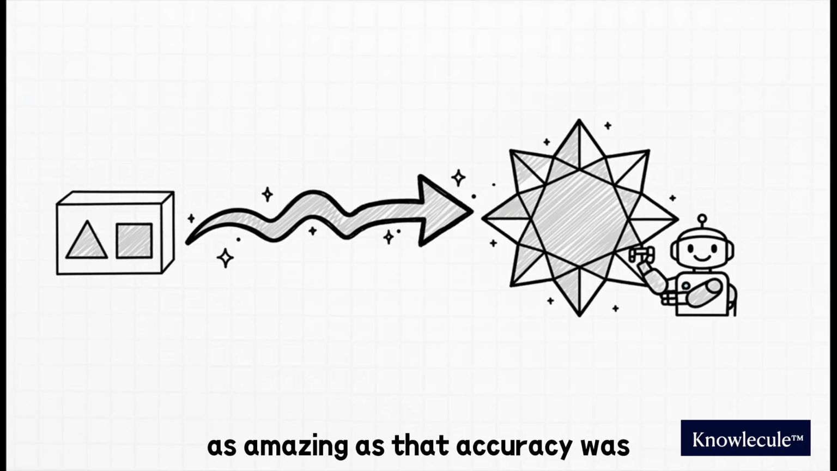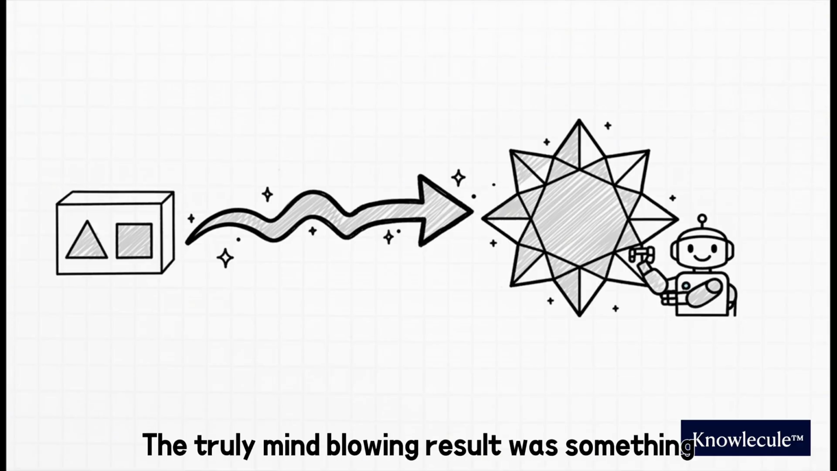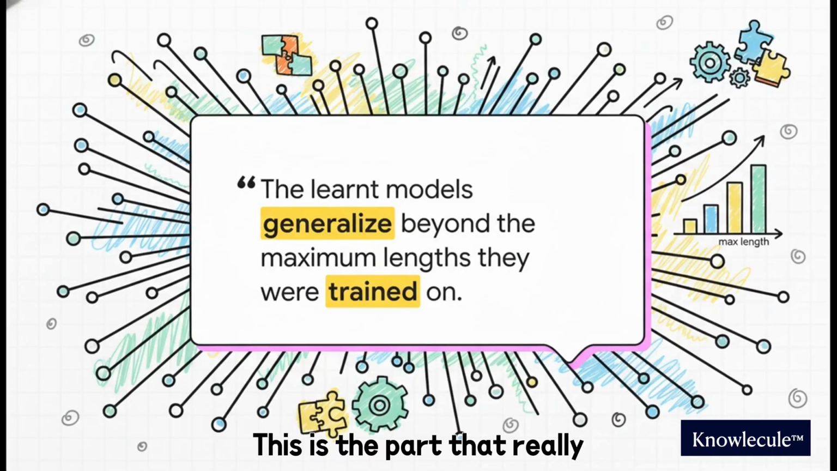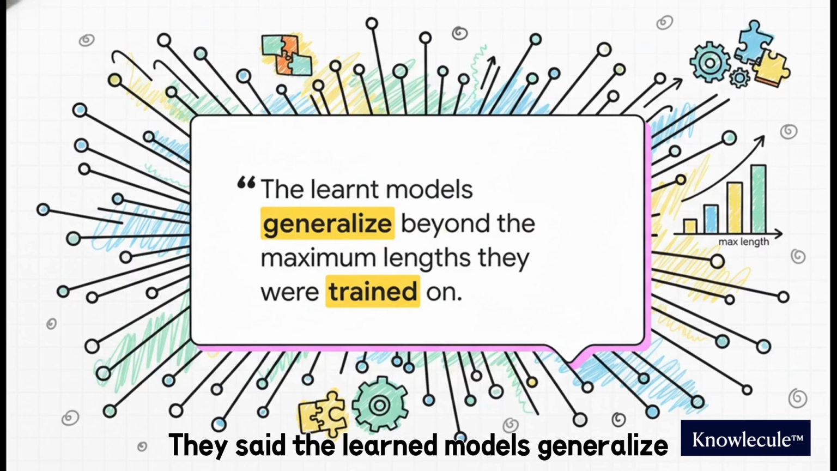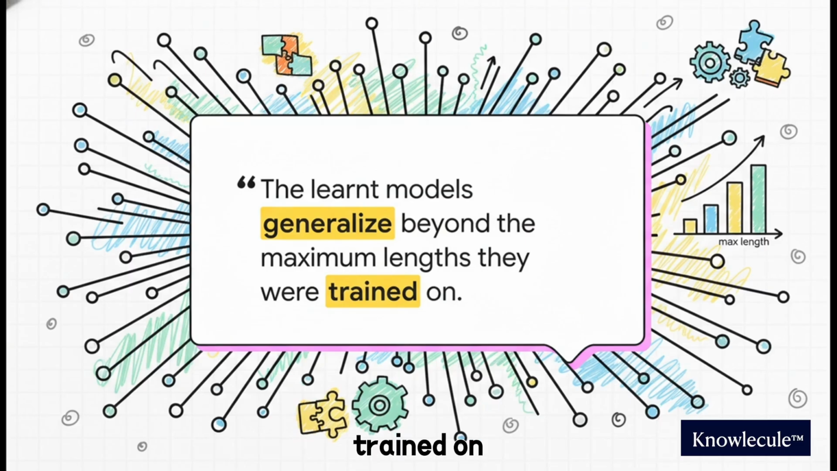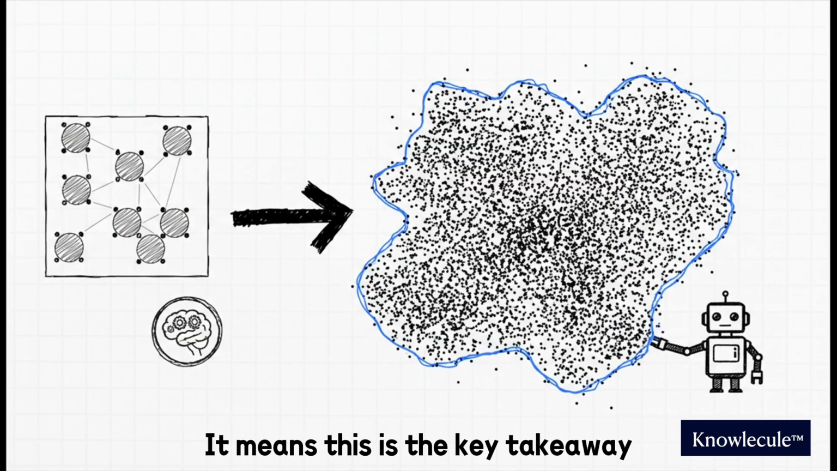But honestly, as amazing as that accuracy was, it wasn't even the most magical part. The truly mind-blowing result was something called generalization. This is the part that really changed the game. I'm going to read a quote directly from the paper because it's that important. They said, "The learned models generalize beyond the maximum lengths they were trained on." So what does that mean? It means this is the key takeaway.